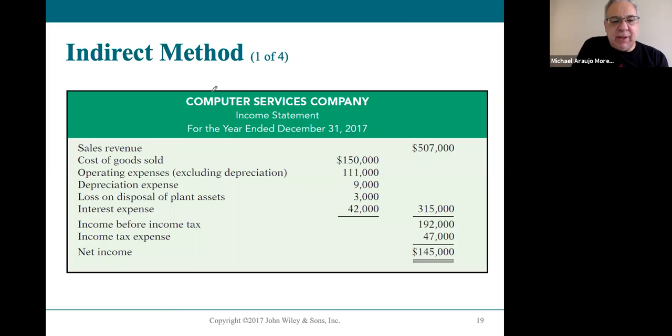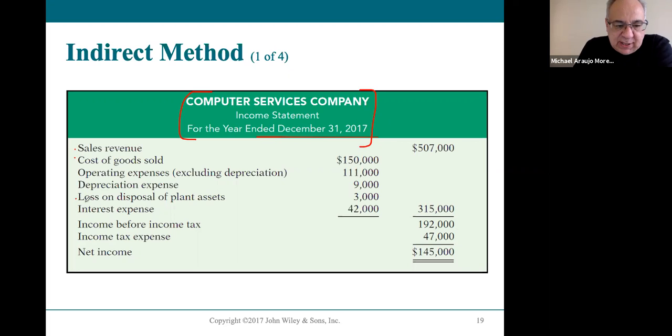So here's some of the things you need to do it. And this is all basically in your book as well. This is something you're going to have to sit down and review before you actually try to do this. You should have all these statements in front of you when you do your homework. The first is the income statement. This is the most recent income statement for computer services ending December 31st, showing, again, sales revenue, your cost of goods sold, all your expenses.